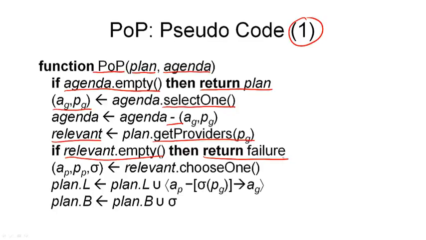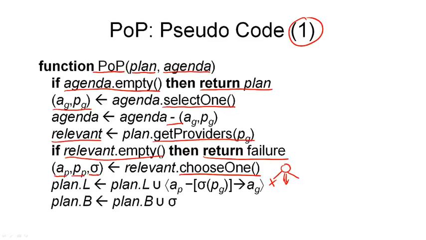Now, if our set of relevant actions wasn't empty, then we can choose one. This is a non-deterministic choice point, which means here we set up a backtrack point where we branch in our search tree. And if any of those branches returns failure, we simply go back and explore the next branch. Choosing a resolver gives us three things. Firstly, it gives us an action that we've chosen as the provider. It gives us a proposition that is one of its effects that unifies with our unachieved subgoal, and the substitution sigma is the substitution that makes the unachieved subgoal and the effect the same.